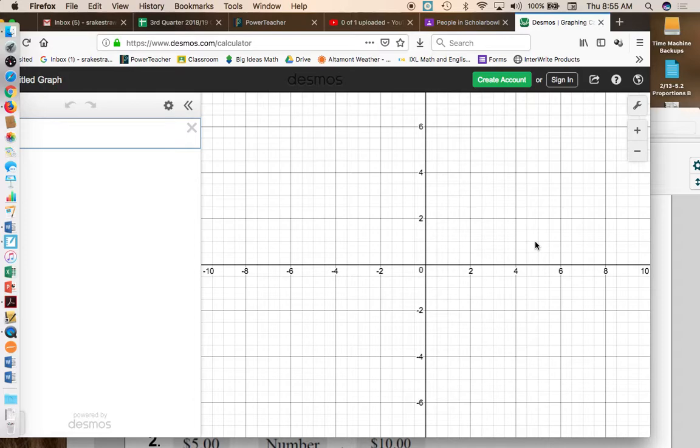I've put a program up there that this is where I want you to go. www.desmos.com. If you'll type that into the URL, /calculator. I guess it's desmos.com/calculator.